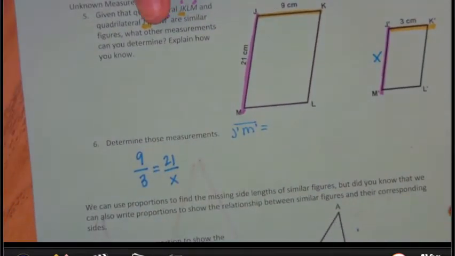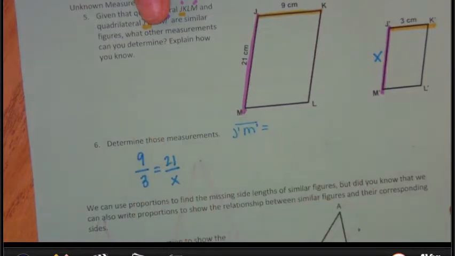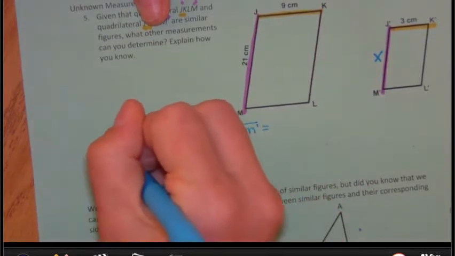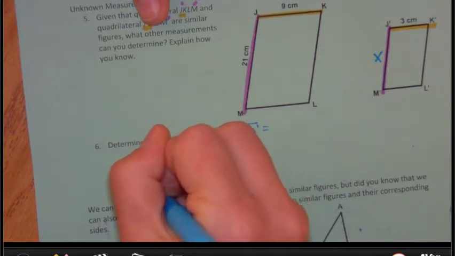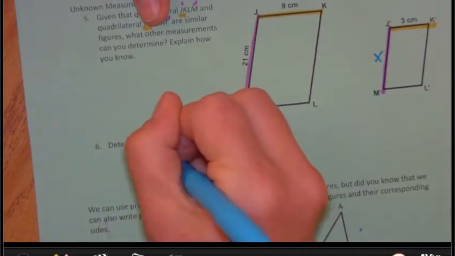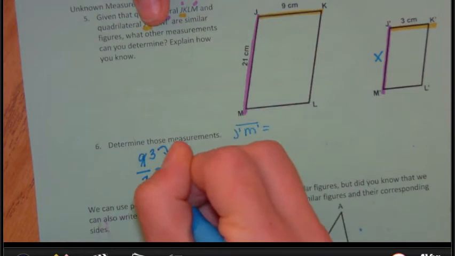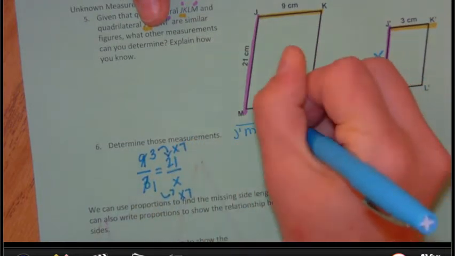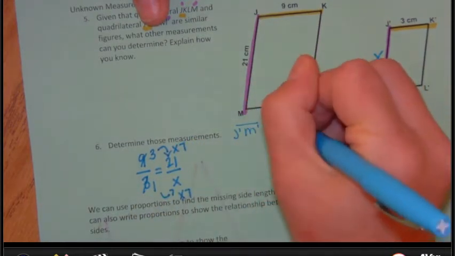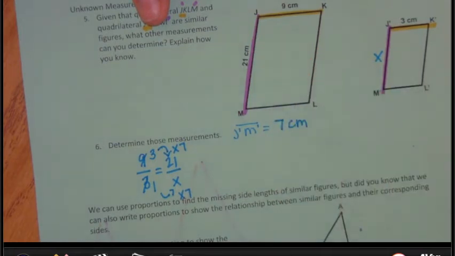All right, so we can go ahead and scale this down. I'm going to scale it down by 3 to get 3 over 1. Going from 3 to 21, I times by 7. So 1 times 7 is 7. So the length of J to M is 7 centimeters.